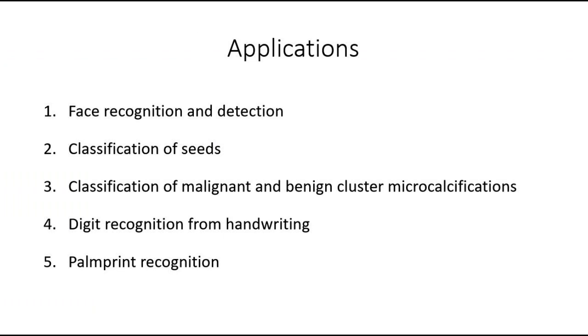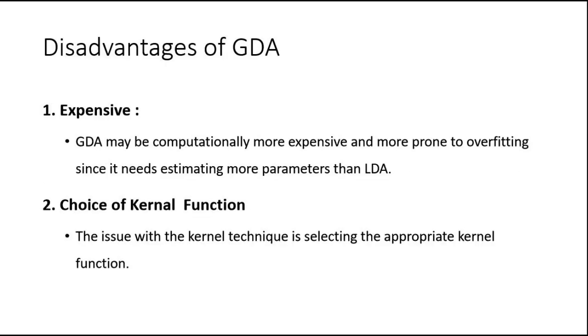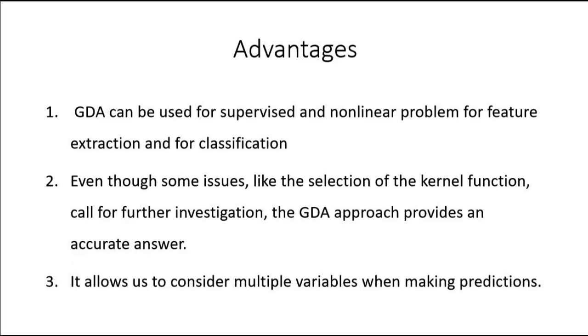GDA can be applied in face recognition and detection, classification of seeds, classification of malignant and benign cluster microcalcifications, digit recognition, palm print recognition. The disadvantages of GDA are that it is highly expensive and the result is dependent on the choice of kernel function. The advantages of GDA are that it can be used for supervised and nonlinear problems, for feature extraction and for classification.